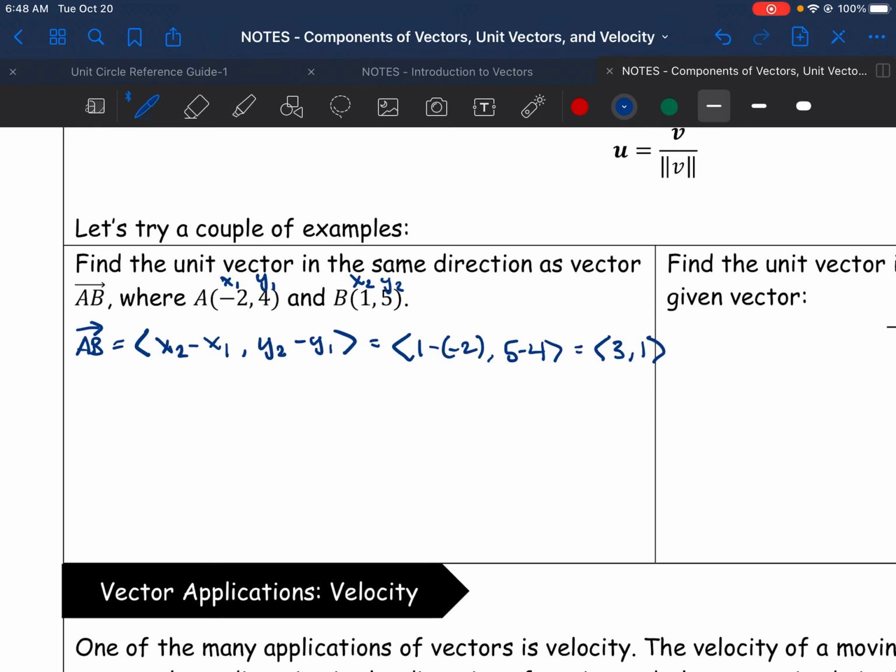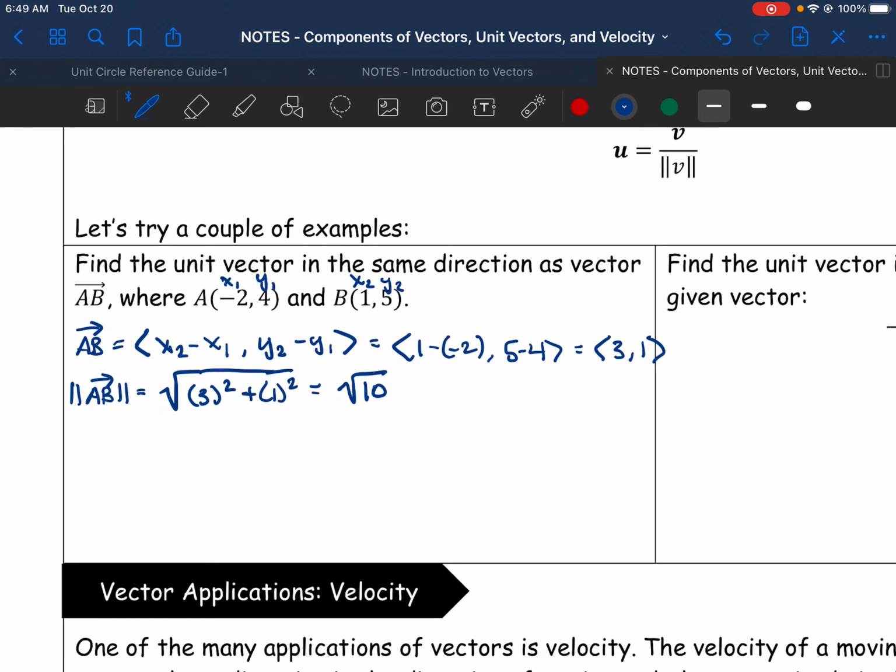Now let's go ahead and find the magnitude of that vector 3, 1. So the magnitude of AB is going to be simply the square root of 3 squared plus 1 squared. Well, 3 squared is 9, 1 squared is 1, 9 plus 1 is going to give us 10, so we get the square root of 10. So that's the magnitude of vector AB.